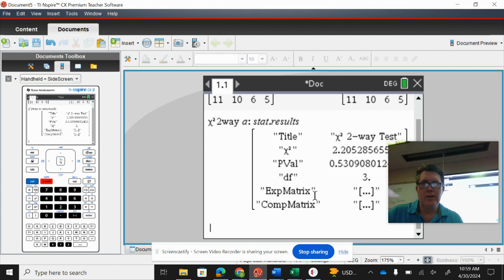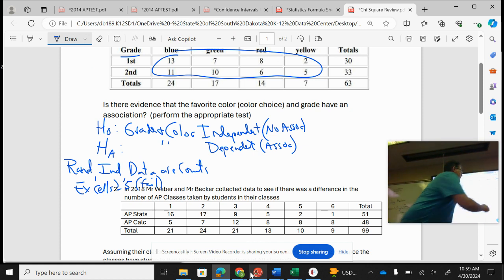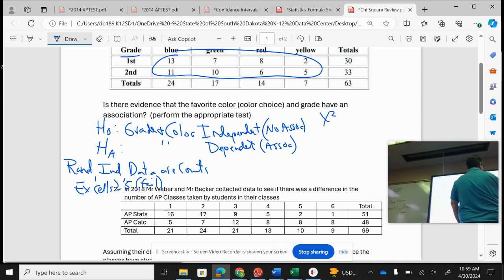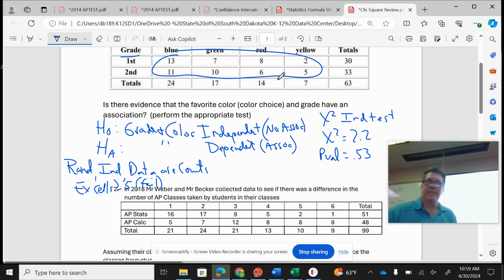Now, after you run the test, we, of course, can get this stuff down. We got 2.2 and a p-value of 0.53. Our test statistic chi-squared is 2.2. Our p-value is 0.53. But we should look at our expected cells.